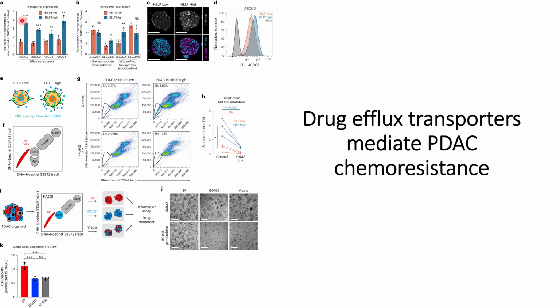After identifying this phenomenon, they checked ABCG2, as it is the resistance protein most predominantly found in most cancer cells. They found that in high HELP, the expression of ABCG2 is higher compared to low HELP. They also validated this using flow cytometry, showing that high HELP has more ABCG2 compared to low HELP.